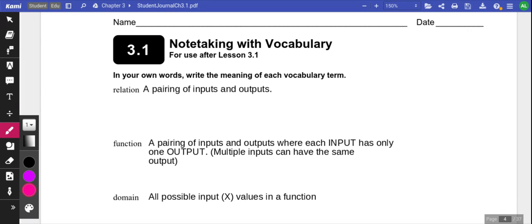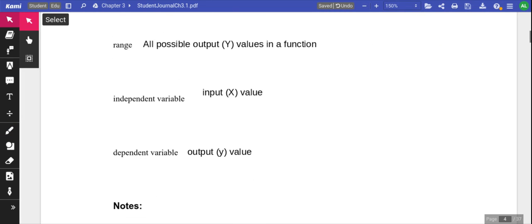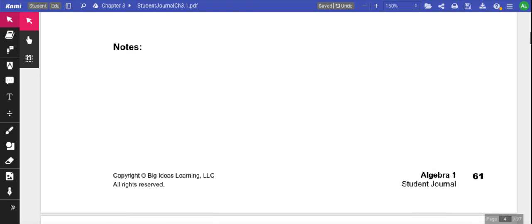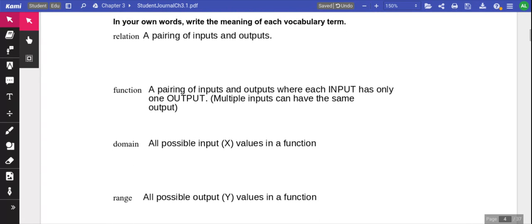So this very first section we're calling functions. The first 2 or 3 sections have a little bit to do with what is a function, and how is that different from just a relation? If you need to at any point, you can always pause the video here. We're on page 61 in your student journal, and just make sure you get down these vocab words.